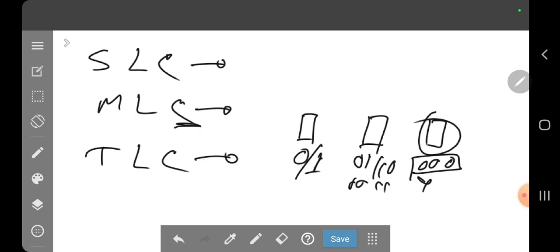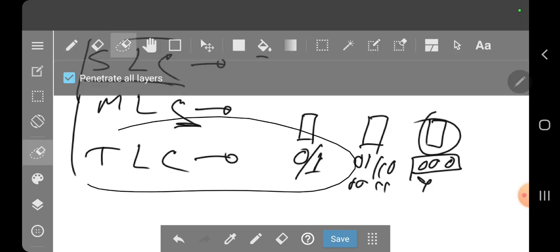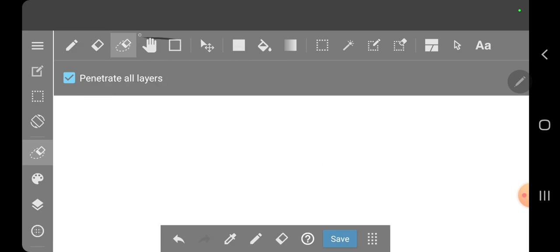These are the three main differences between the single level cell, multi level cell, and triple level cell. We want to erase this to discuss other parts of SSD, sorry.